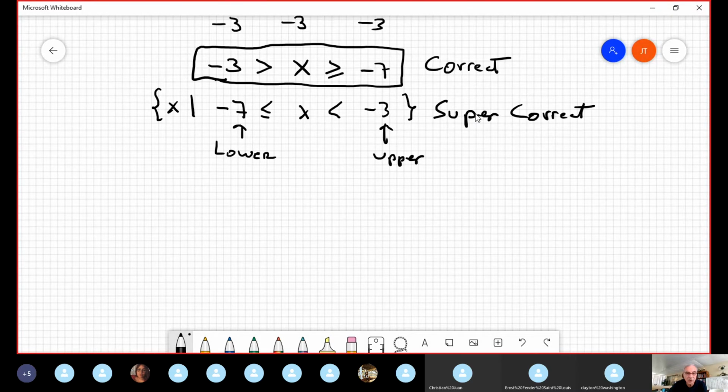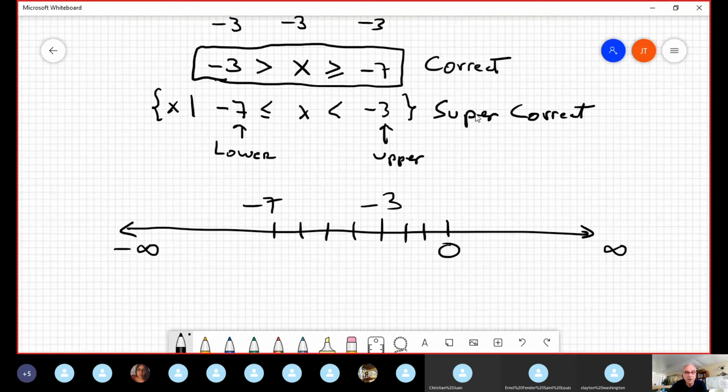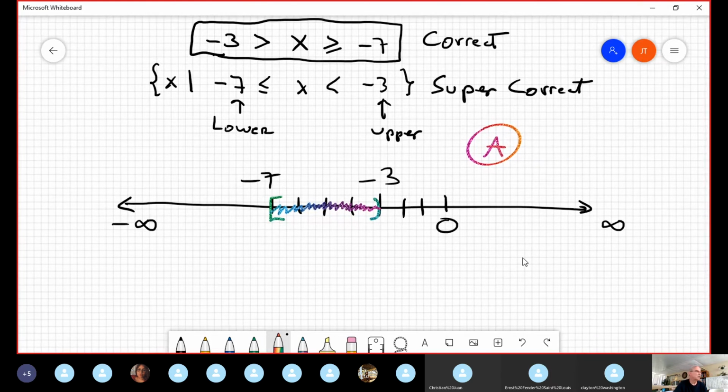Or more elegant. Okay, let me try to do graphically the idea for the inequality solution. Suppose 0 here. -1, -2, -3, 4, 5, 6, and 7. It's the interval between -7 and -3. We have a bracket at -7 because it's an equal sign, and at -3 no, it's a parenthesis. Something like that. Okay, let me see what the answer is. -7, -3. It's option A. Okay, super. Option A. Any question?